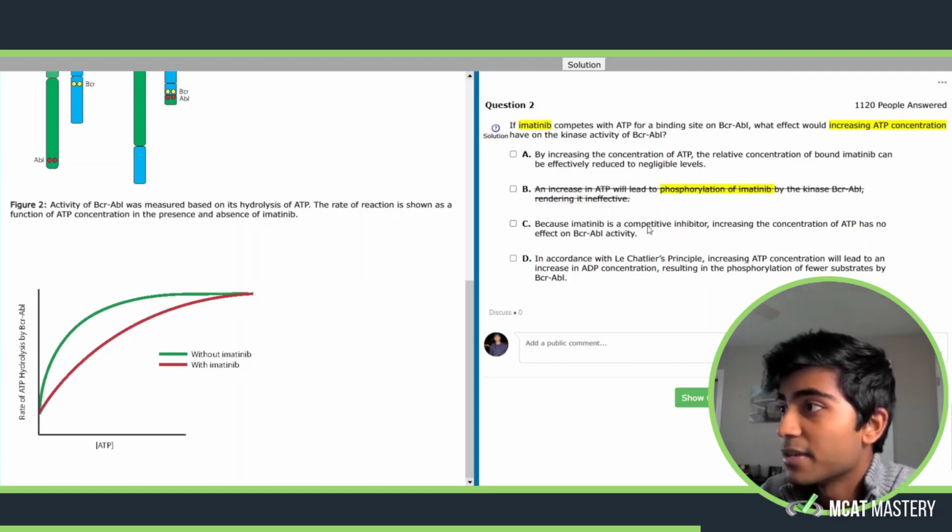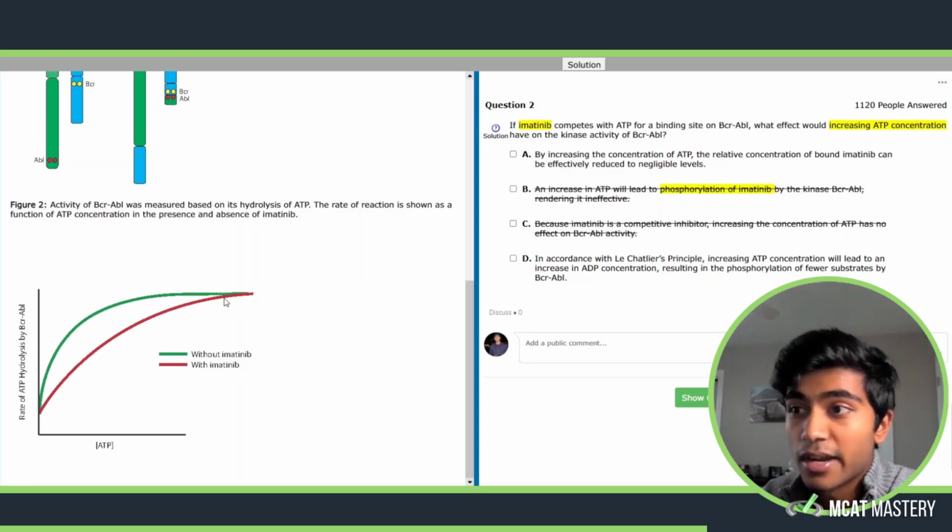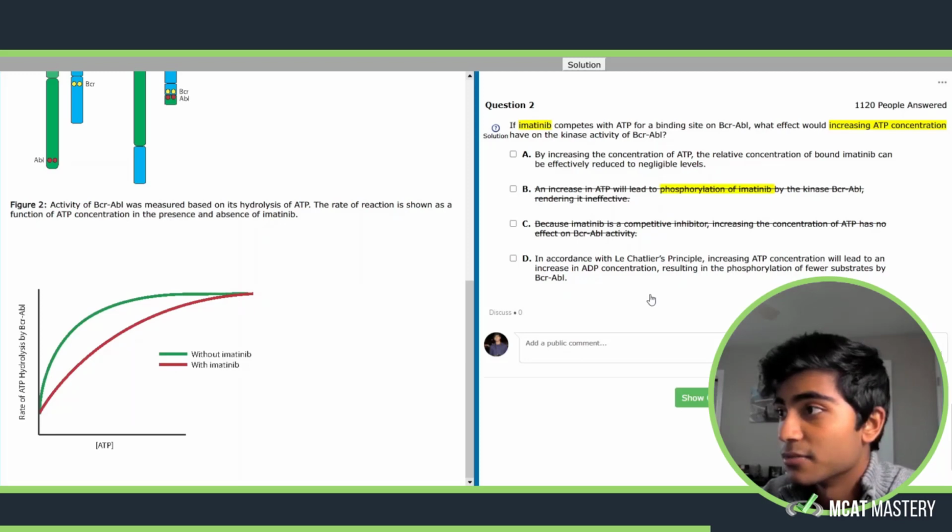Because imatinib is a competitive inhibitor, increasing the concentration of ATP has no effect. That is incorrect. What we said was that it does have an effect. And we can see that through the graph, right? They end up at the same place. It's just the initial rate.